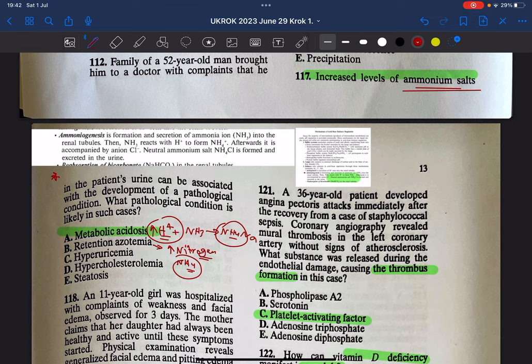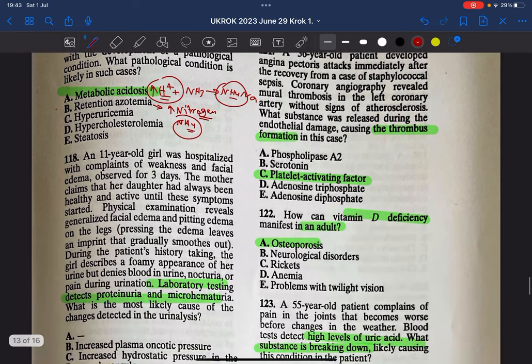This is according to what they say here. But retention azotemia happens in renal failure, when the kidney is not filtering substances, for example urea, and urea has nitrogen, so ammonia will increase. So they are close answers. But for me, because they mentioned not free ammonia but ammonium salts, and they said in the pathophysiology book that ammonium salts form as a reaction to high hydrogen ions, which is an acidosis, which is a metabolic acidosis.